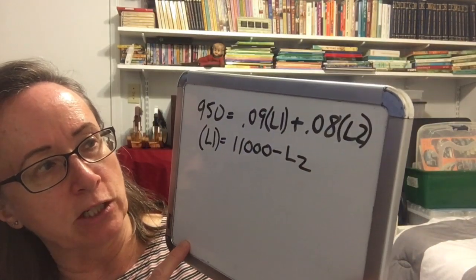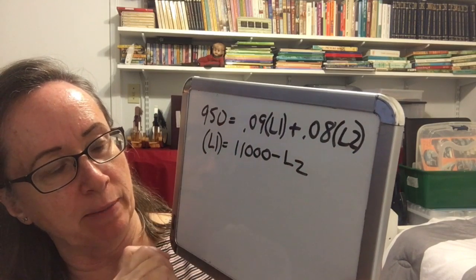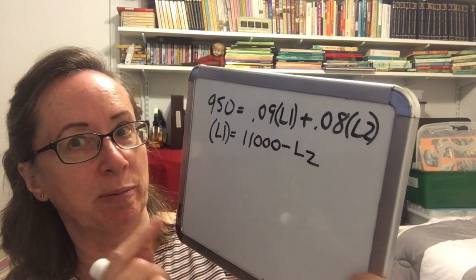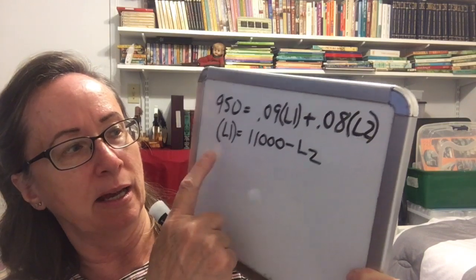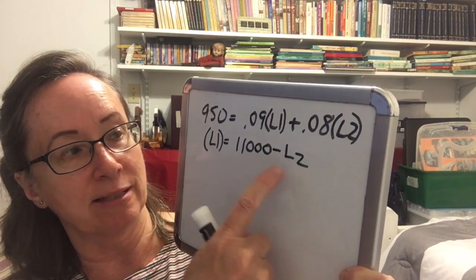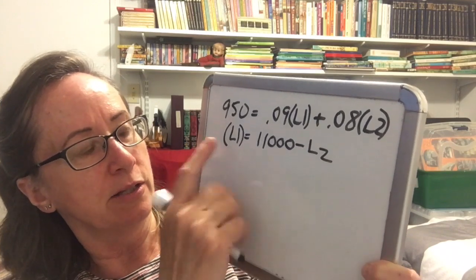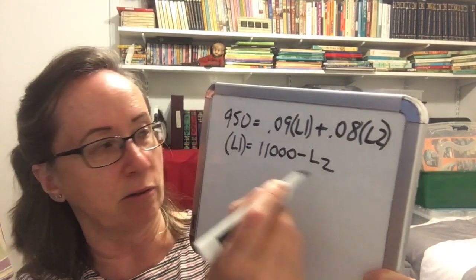Okay, so now look what I've done. I've taken the 2 equations and I've simplified them just a little bit. This one's pretty much the same. I just switched the order. This one was, I had L1 plus L2 is 11,000. So I said L1 must be 11,000 minus L2. So I solved one for the other. So now I'm going to take this as my core equation and this one as my substitute equation.